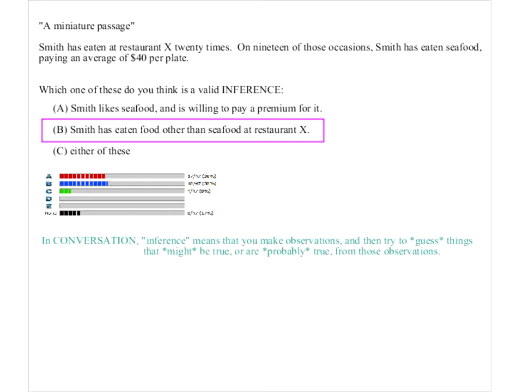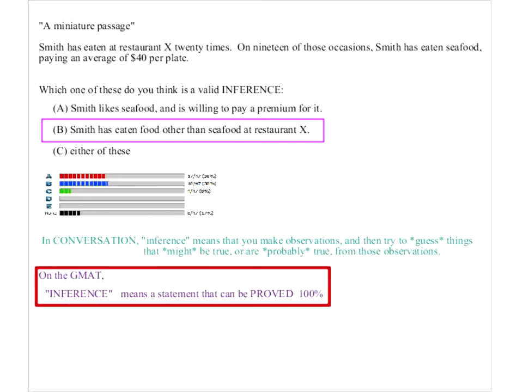On the GMAT, inference means a statement that can be proved. This is a pretty big, fat difference here, because that's not what it means in real life at all. But inference means you actually have to prove the statement.